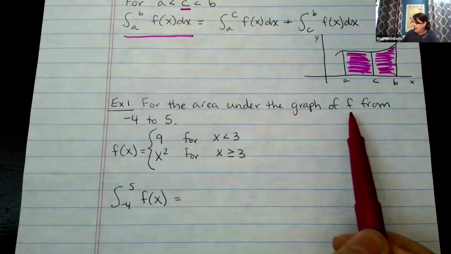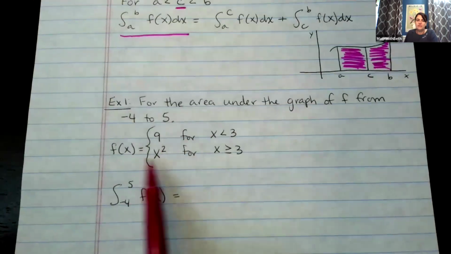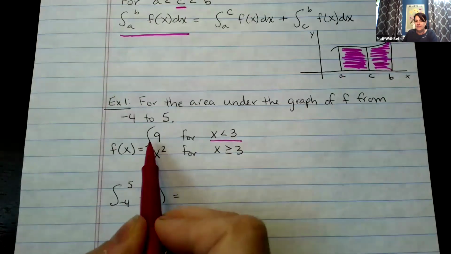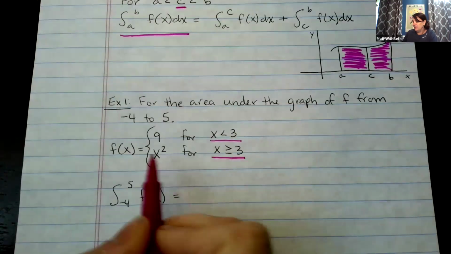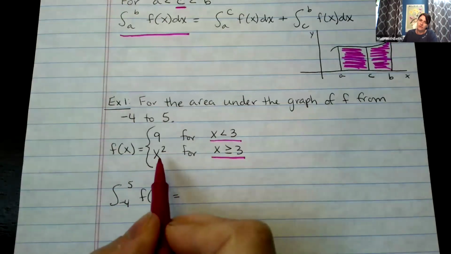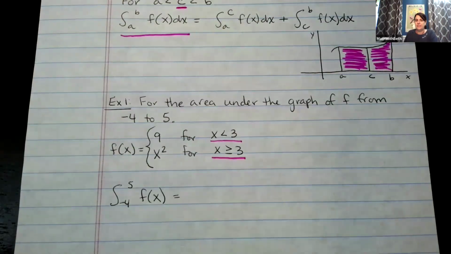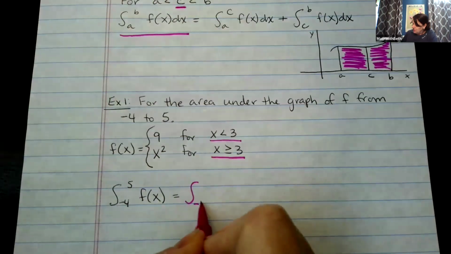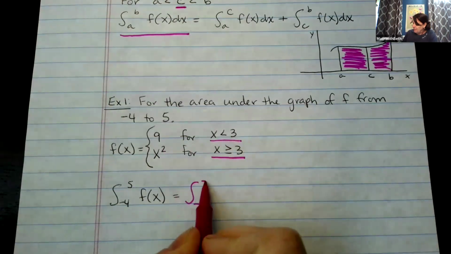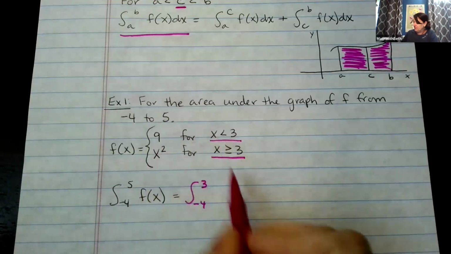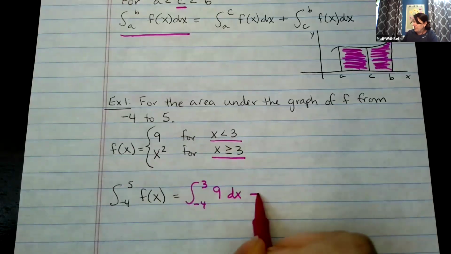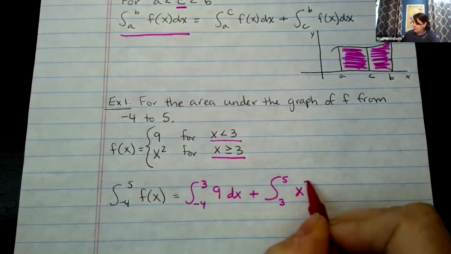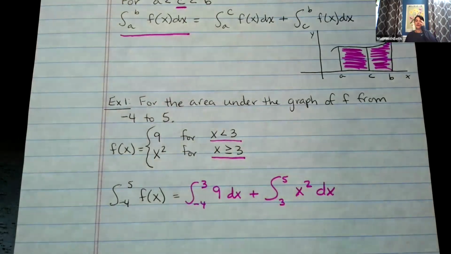So for the area under the graph of f from -4 to 5, it's this piecewise function, which means when x is less than 3, it's y equals 9. But when x is greater than or equal to 3, it's a different function, y equals x squared. So this would be a reason why it'd be helpful to split it up. If we wanted to know the area between -4 and 5, I'm going to first do -4 to 3, because then I can use the first function for that. And then from 3 to 5, I will use the second function because that is where they are existing.